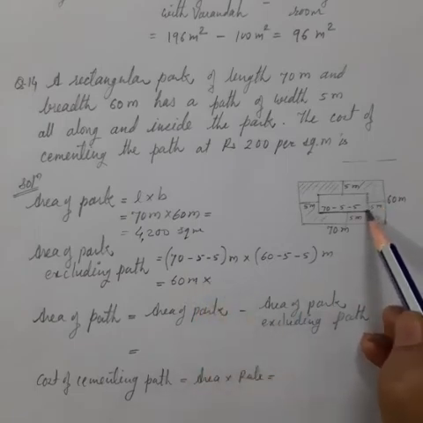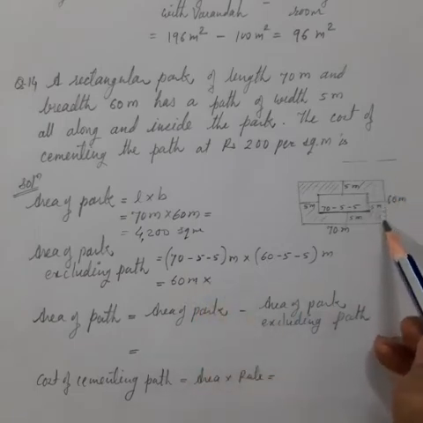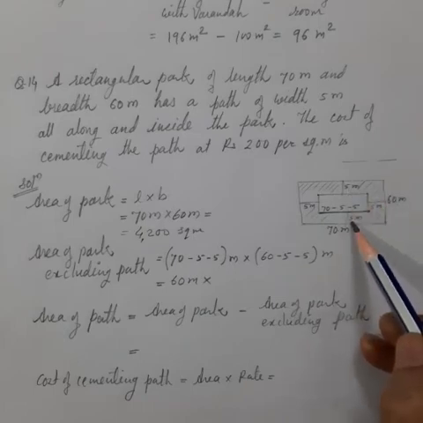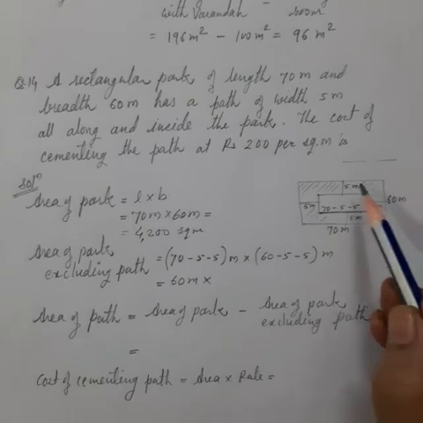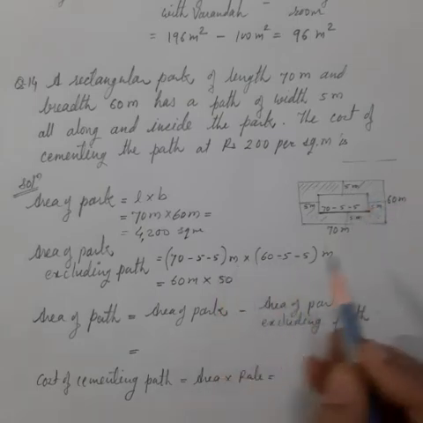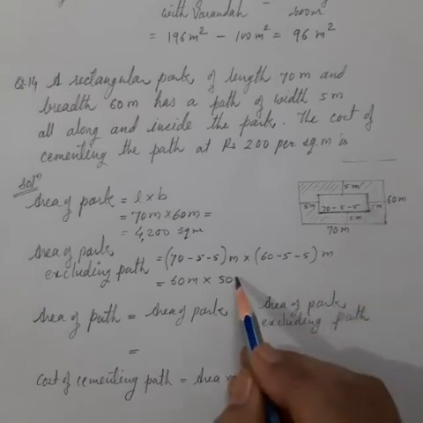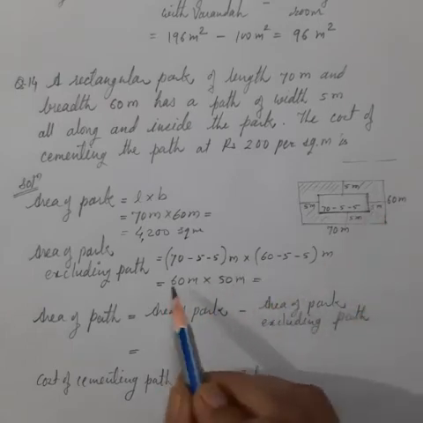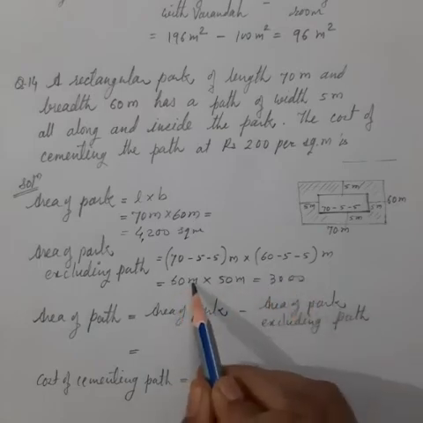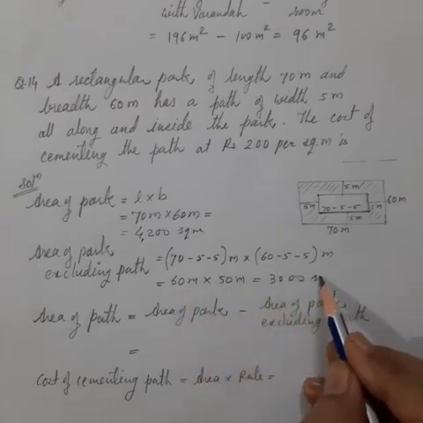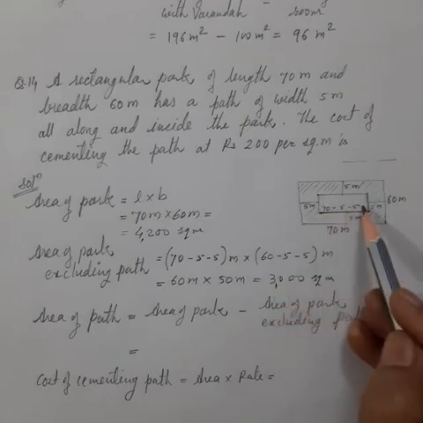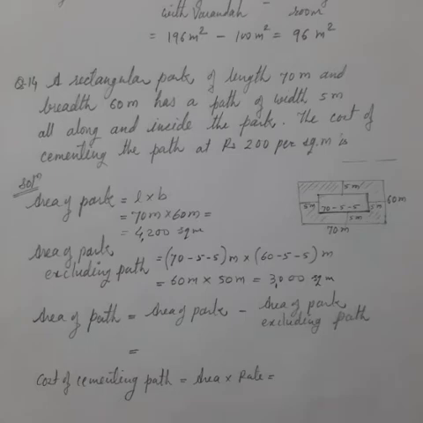Breadth of the remaining area. From the breadth of park, subtract this 5 meter and this 5 meter. So from 60 meter, minus 5 meter minus 5 meter, we get here the breadth of the remaining area 50 meter. Now multiply. 6 5s are 30, 2 more zeros. Meter into meter, square meter. So the area of remaining portion is 3000 square meter.